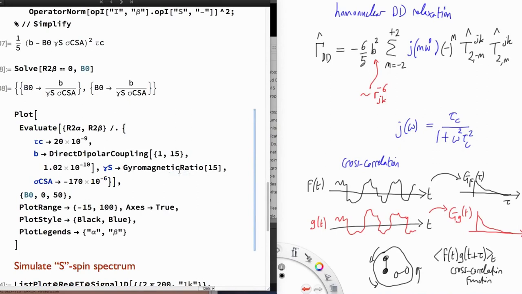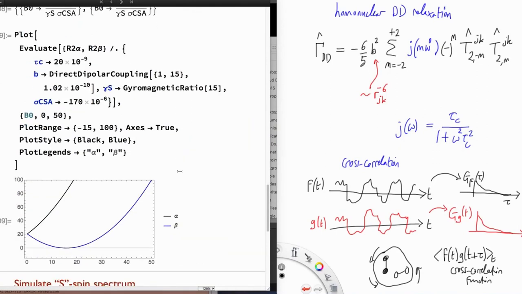And you can simply just plot the analytical expressions for those two line width factors. And you can see in this case, the line width goes to zero for one of the peaks at something like 18 tesla. Well, for the other peak, it continues to increase with field.